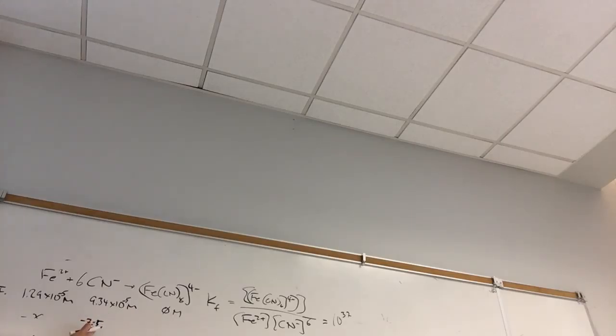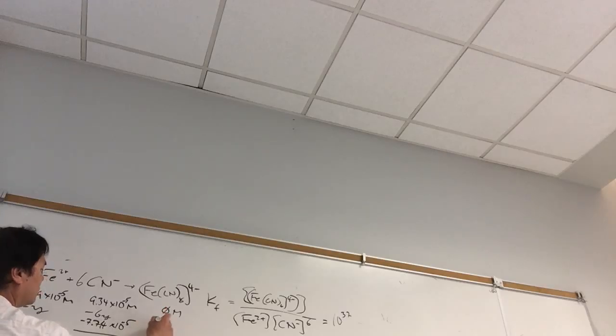Just 7.50? I got 7.74. 7.74 times 10 to the minus 5, right? This would be minus y, minus 6y. So if y is 1.29 times 10 to the minus 5, then 6y is 7.74 times 10 to the minus 5, which is going to give us 1.60 times 10 to the minus 5 molar.